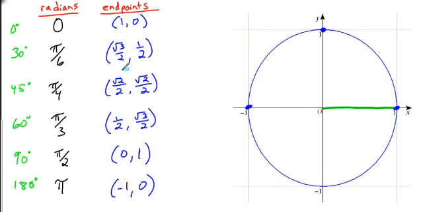So here are the endpoints of my special angles in radian form, and their equivalent in degree form. We really need to get comfortable with these. You need to know these like the back of your hand, because these are the ones we're going to be using.